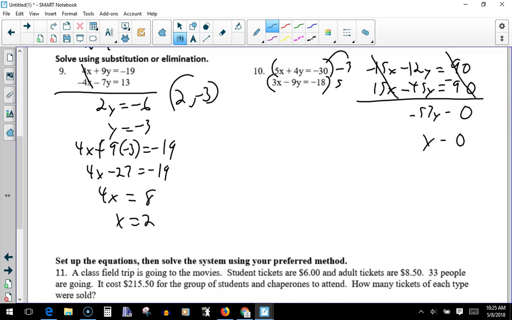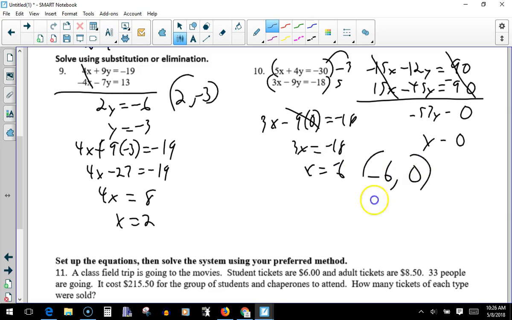And I can plug in 0 wherever. Let's do the second one. 3x minus 9 times 0 equals negative 18. That's gone. So 3x equals negative 18. X is negative 6. So my point is negative 6, comma 0.